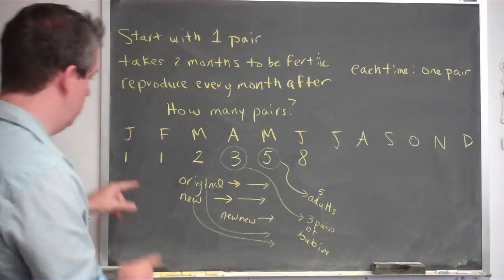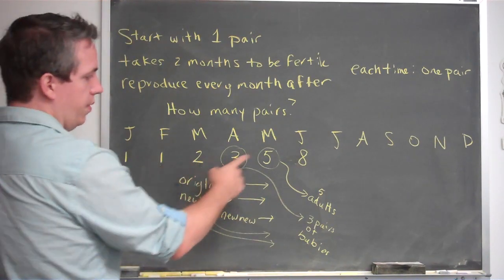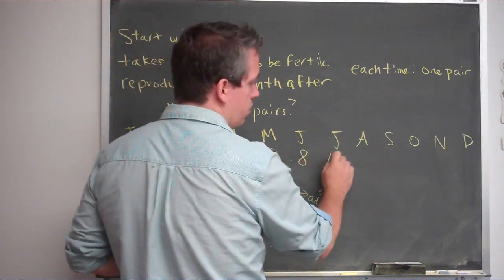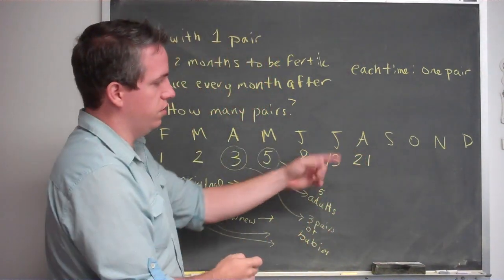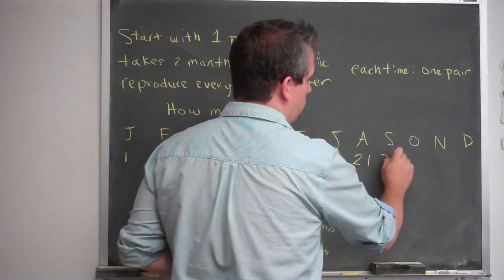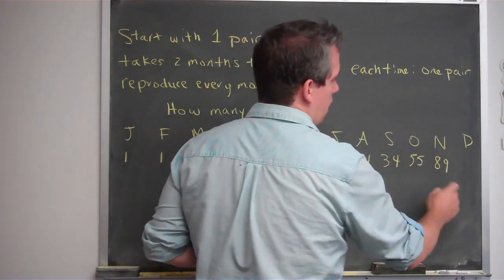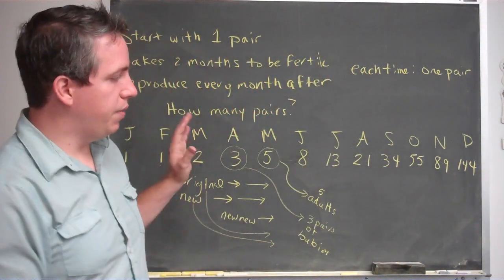In fact, look at this. 1 + 1 = 2. 1 + 2 = 3. 2 + 3 = 5. 3 + 5 = 8. 5 + 8 = 13. And we get this sequence of numbers: 8, 13, 21, 34, 55, 89, and 144. The sequence of numbers, and we can keep on going in the future.